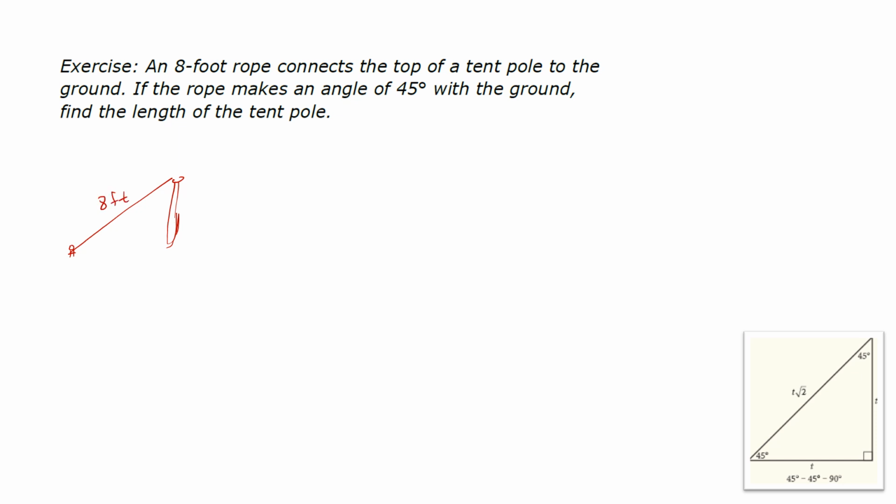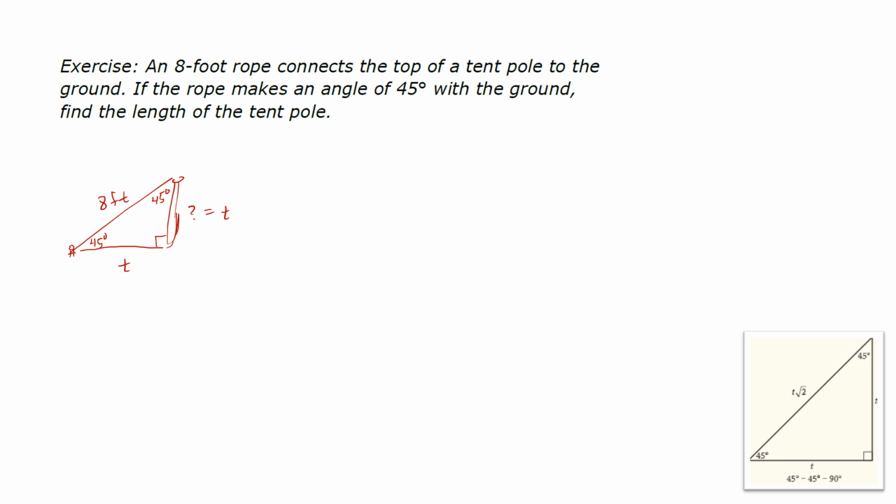Okay. If the rope makes a 45 degree angle with the ground, so 45 degrees, then this would be 90 degrees, which would make this 45 degrees. Find the length of the tent pole. So we want to find this length right here. This is a special triangle, a 45, 45 degree triangle. So we know our two legs are both going to be the same, so they'll both be t.